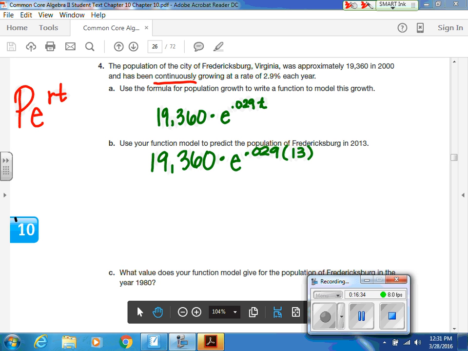So what's the population in 2013? 28,225. And why are we not doing decimals on this one? Because people, a person's a person, no matter how small. So we're not giving you points.